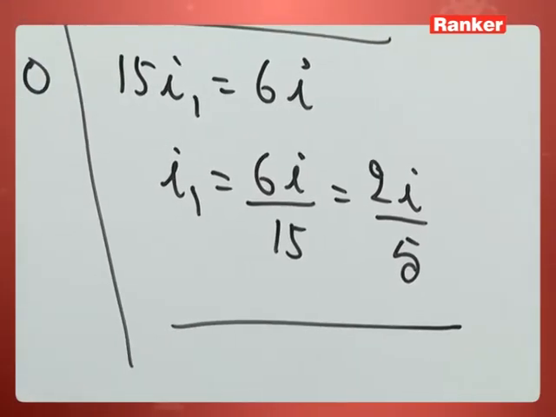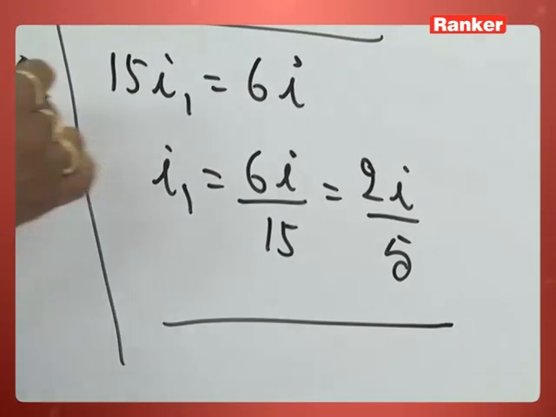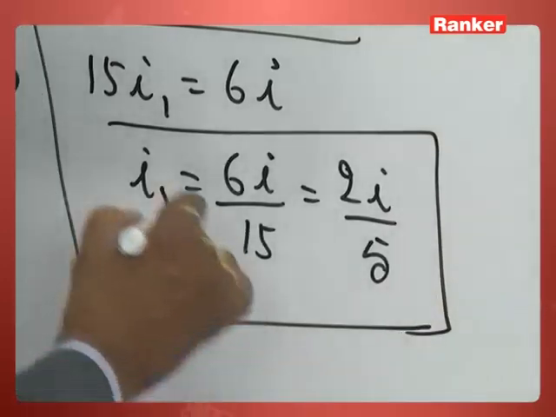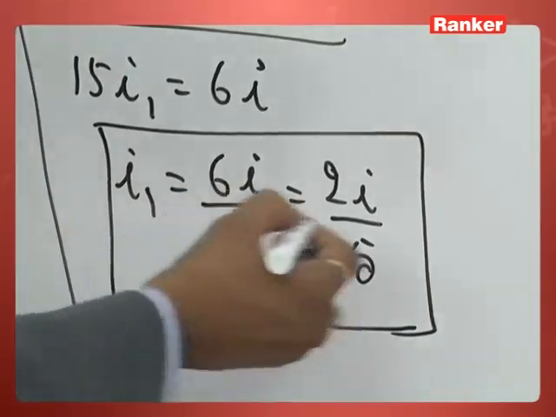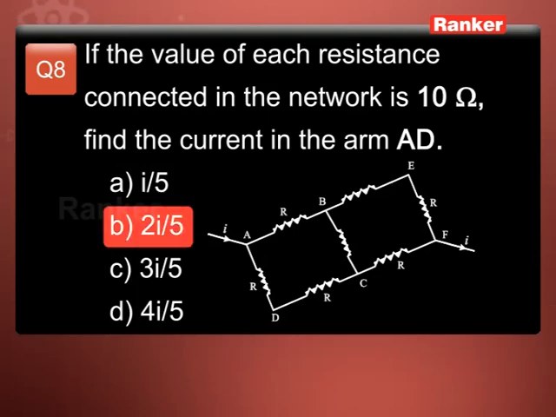That only is the question he is asking you. So what can we write? I1 is equal to 2I by 5. That itself is current across AD. So what is the corresponding answer for this one? It is B. That is the correct option for us.